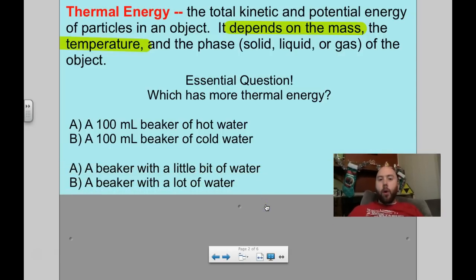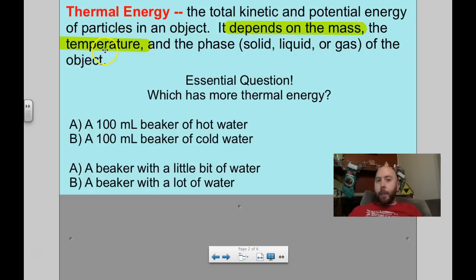What has more thermal energy, a beaker with a little bit of water or a beaker with a lot of water? We're going to assume that they are at the same temperature, and both are liquids. Which has more thermal energy? Good. Hopefully you said the beaker with a lot of water, because thermal energy depends on mass. The more mass you have, the more thermal energy you have. I repeat, the more mass you have, the more thermal energy you have.